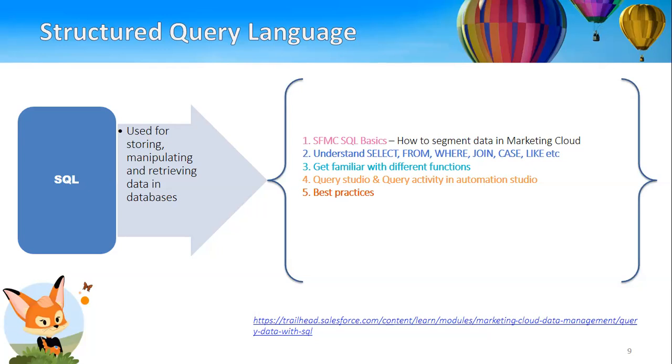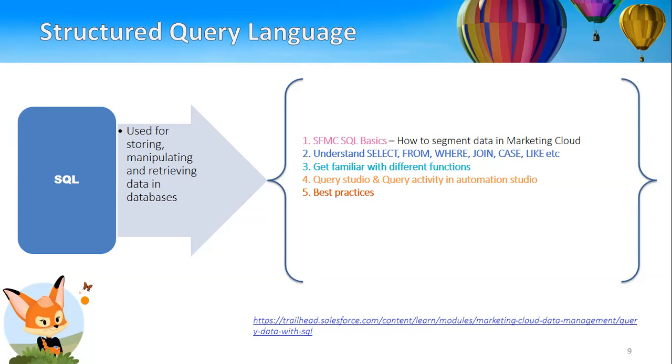And then there is Query Studio. That feature is not automatically available in your account as soon as you purchase. It can be installed from your App Manager. You can go ahead and install Query Studio and then use it for the purpose. And other than that, there is Query Activity in Automation Studio. So if you don't have access to Query Studio, you can try it in Query Activity.